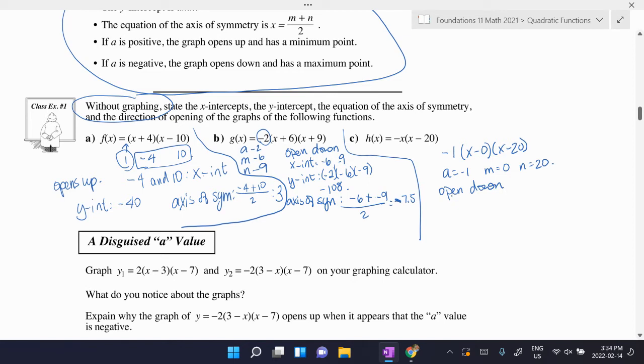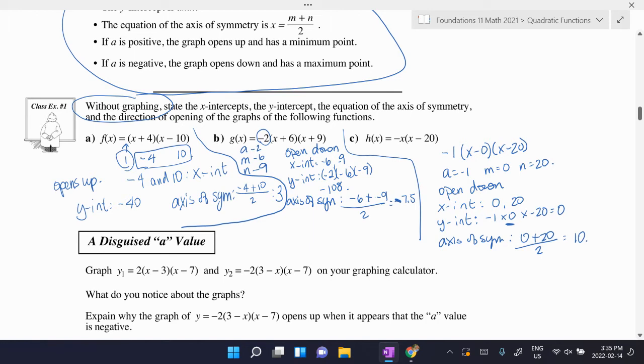My x-intercepts, 0 and 20. My y-intercept, negative 1 times 0 times negative 20 equals 0. Anything times 0 is 0. And the axis of symmetry is 0 plus 20 divided by 2. So that means 20 divided by 2, which is 10.